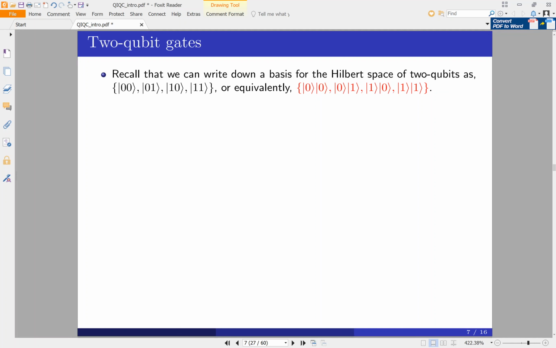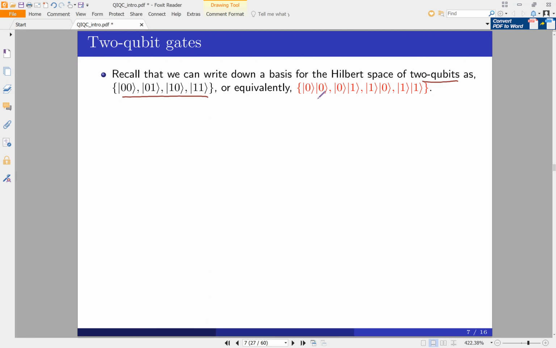Recall that we can write down the basis for a 2-qubit space using a set of 4 vectors. One easy way to think about it is to make a comparison with the classical case. If I had 2 bits, what are the possible values that these 2 classical bits can take? They can take one of 4 possible values: 00, 01, 10, 11. So I can label my 4 orthogonal states using 00, 01, 10, 11. So it's clear that I should have a 4-dimensional complex linear vector space to represent the state of 2 qubits, by making this analogy with the classical bit.